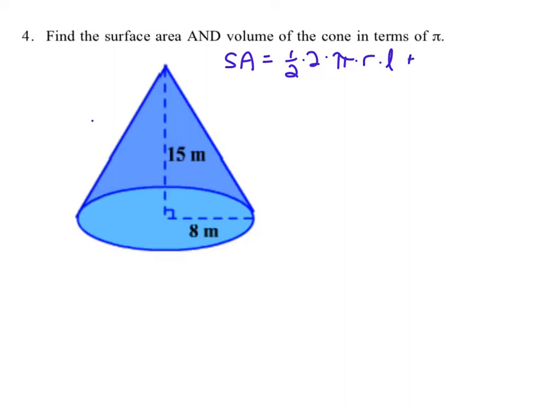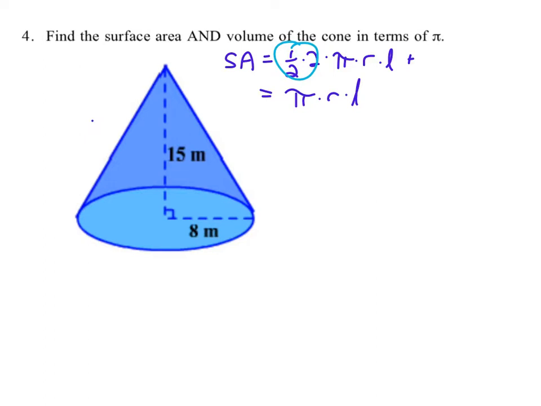So when you look at your formulas, you can see that they've simplified that down because the 1/2 times 2 just cancels itself out. And so you get, as a simplified formula, pi times r times the slant height. Okay, but essentially it's the same thing.